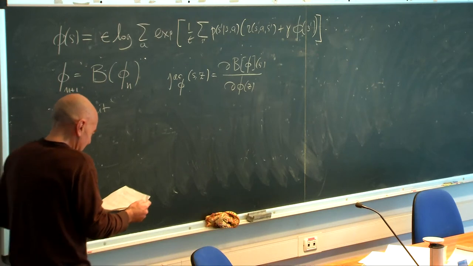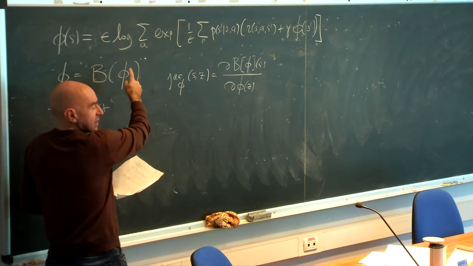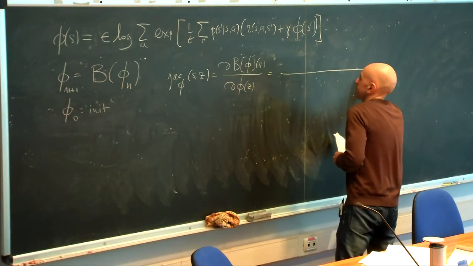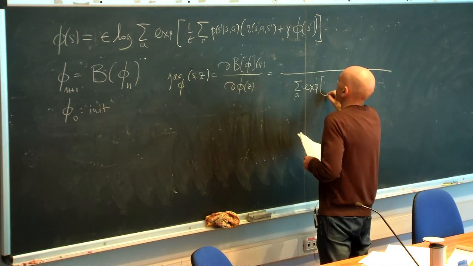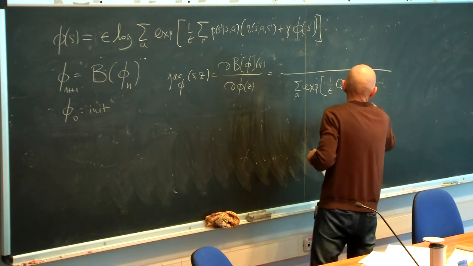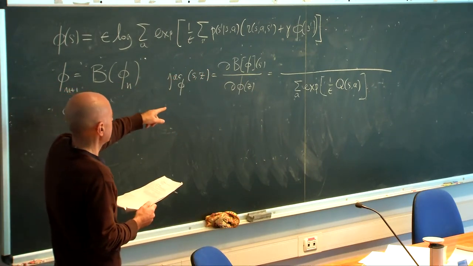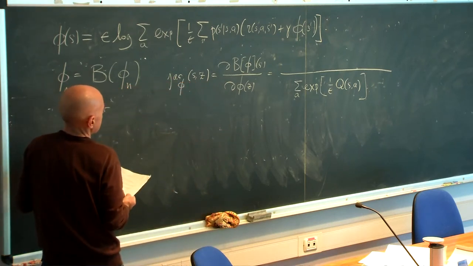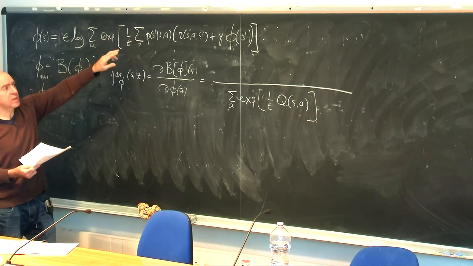Okay. So let's do it. So this is the derivative of a logarithm. So first there will be the argument of the logarithm going to the denominator. So I'm getting the sum over a of the exponentials of what? Well, you will remember that this thing is just 1 over epsilon times the quality function. I'm reintroducing this here just for the sake of notation, but that will be helpful in a second. So this is just another way of writing the argument of the exponential. And then we have to differentiate the inside with respect to phi z.